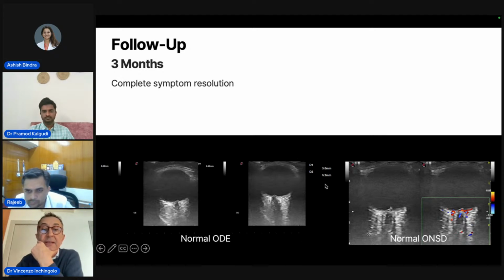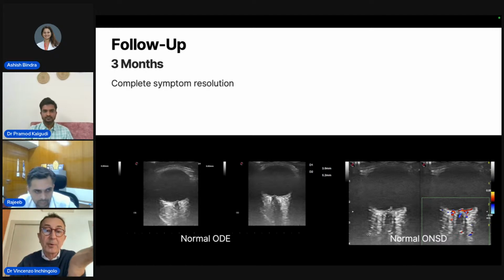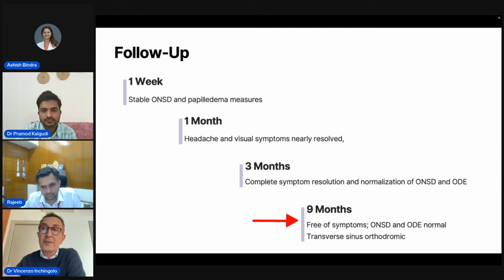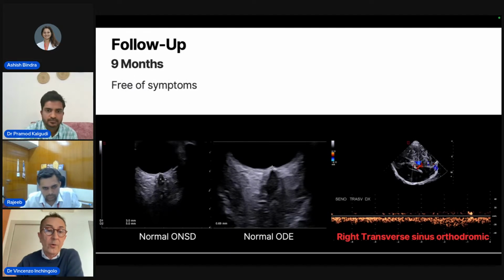The diameter is now 5.2 in comparison with the 6.2 of the first stage. Interestingly, at the 9-month check, we observed normalization of flow direction in the right transverse sinus.